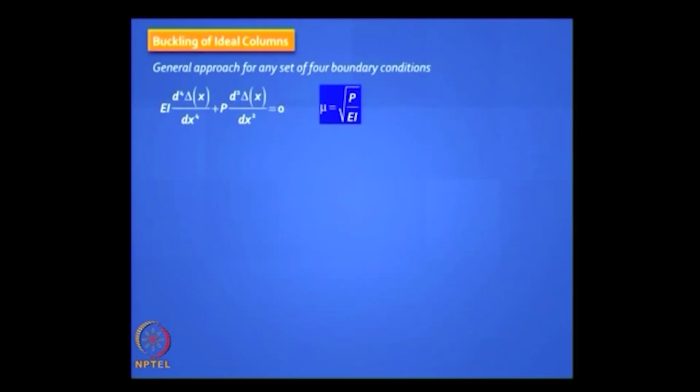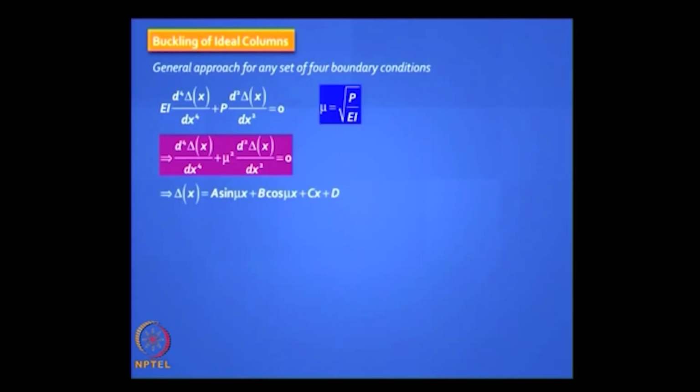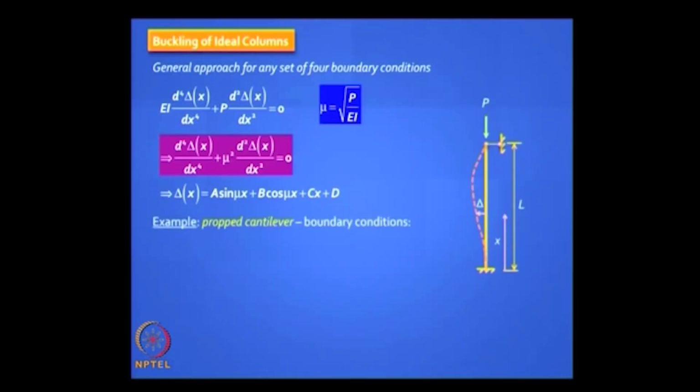How do you solve this? Well, we first do this substitution. We bring in a parameter mu, which is square root of P by EI, okay, and you plug it into that equation, and you get the mu squared term. You solve it. This is a fourth order equation, so you have 4 constants, typically sine and cos, and you just have to apply the boundary conditions, right? Let's take this propped cantilever case, the third case we are going to look at. What would be the 4 boundary conditions you will apply?